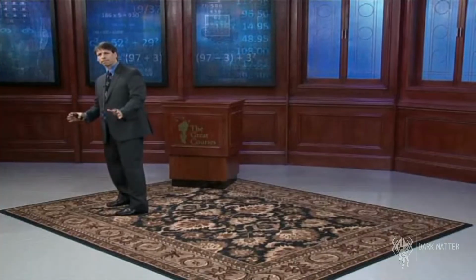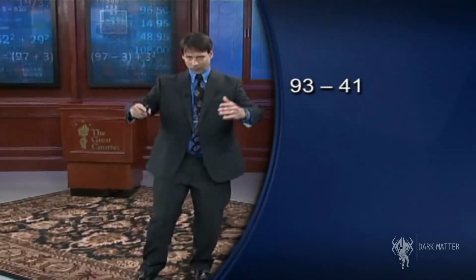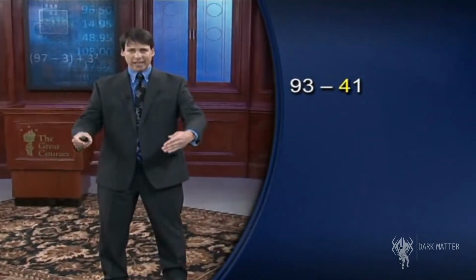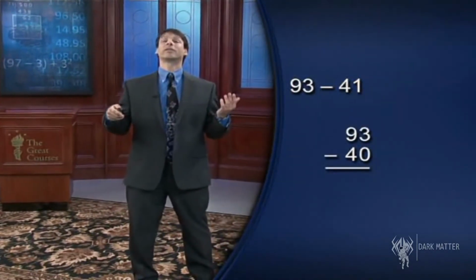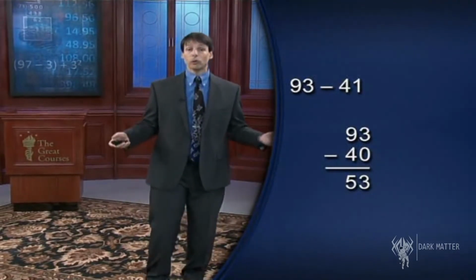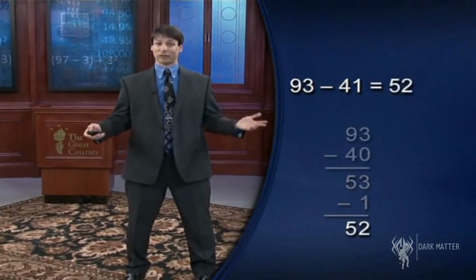So let's turn our attention to subtraction. How are we going to do mental subtraction? Well, just like with mental addition, we do it one digit at a time from left to right. We'll start with two-digit numbers. Let's look at the problem 93 minus 41. All right, we're going to first subtract 40, then subtract 1. 93 minus 40 is 53.